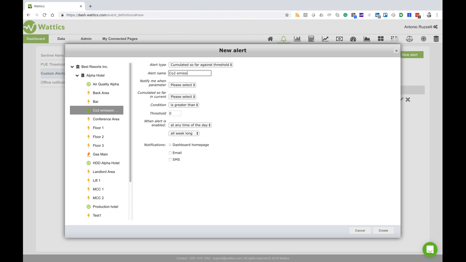CO2 emission threshold achieved or reached. And notify me when the tons of CO2 on a monthly basis is greater than, for example, 500 tons of CO2, and you can be notified either by email or by text message on your mobile phone. Once you create that alert, then every time the system is going to cumulatively calculate the CO2 emission and notify you if a threshold is reached.